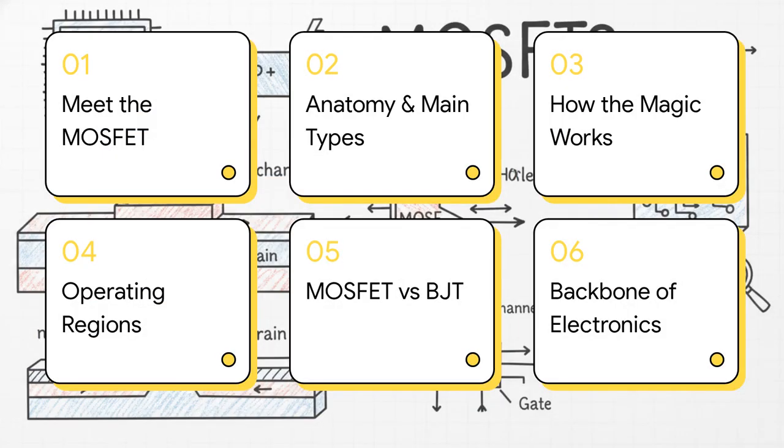Now here's our cognitive roadmap for today, so you know exactly where we're headed. First, we'll meet the MOSFET. Then, we'll zoom in on its anatomy and main types. Next, we'll look at how the magic actually works, followed by a breakdown of its operating regions and equations. After that, we'll pit it against older transistor technology, and finally, we'll zoom way back out to see how it acts as the backbone of modern electronics.